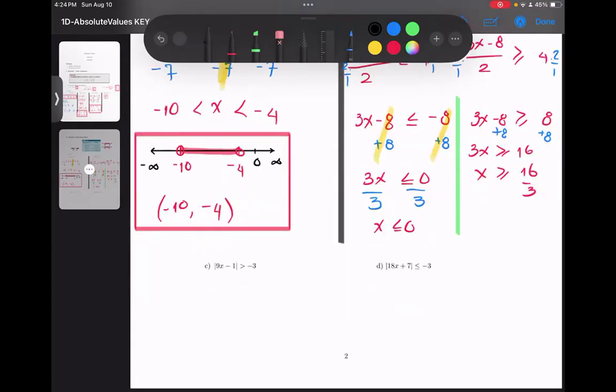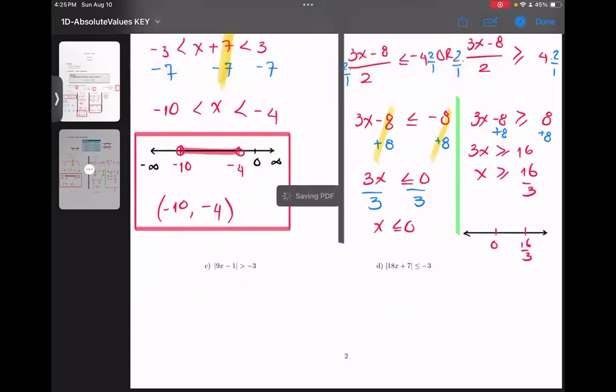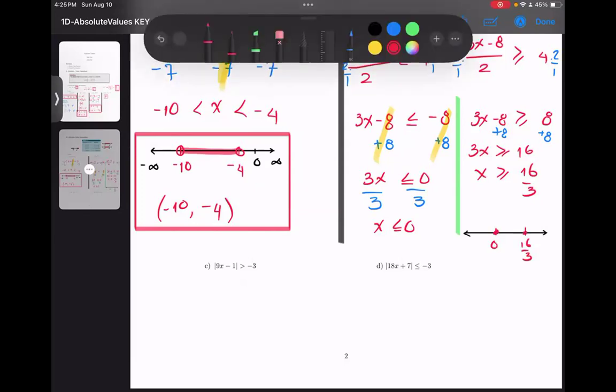Let me try to draw it here. Zero here, and then 16 over 3 here, and they're going to be solid, because I'm including the 0 and the 16 over 3. X is less than or equal to 0, so it's everything to the left of 0, and greater than or equal to 16 over 3, so to the right of that. See that? The two-tail.